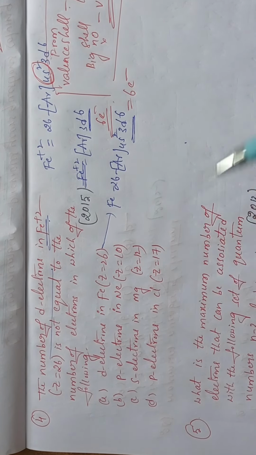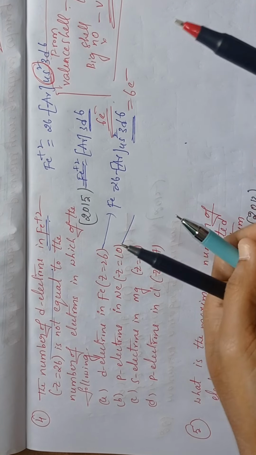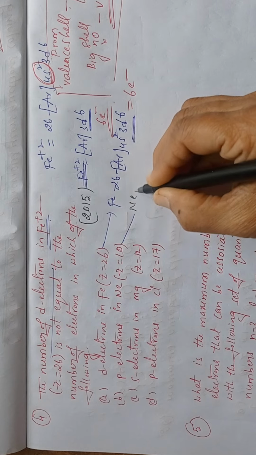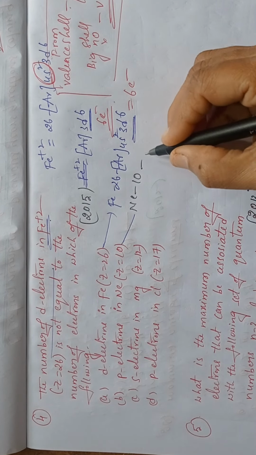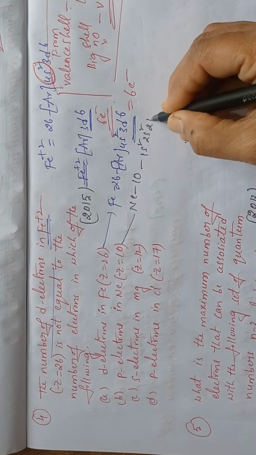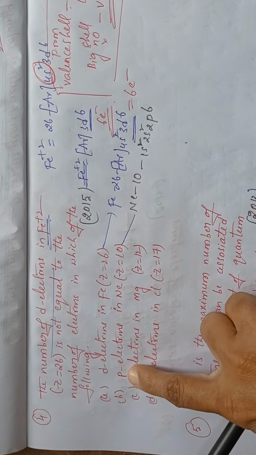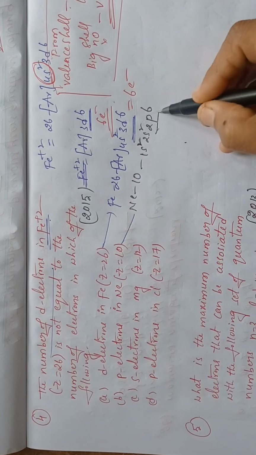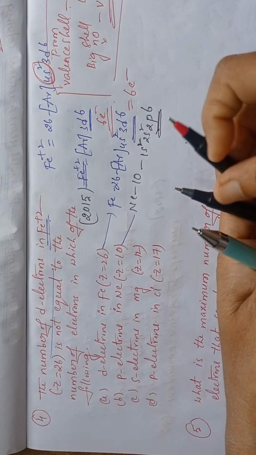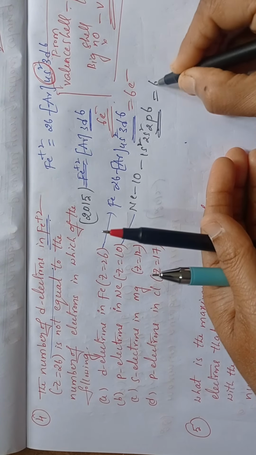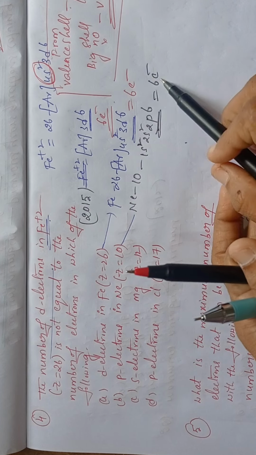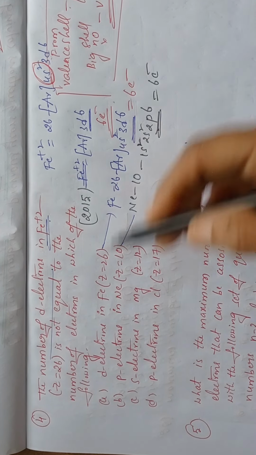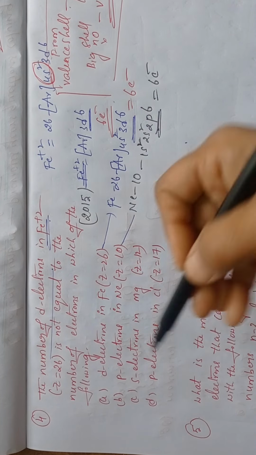Now coming to the second one. See students, in the second question what is given? P electrons in Ne. Neon atomic number 10 is given. What is the electronic configuration? 1s2, 2s2, 2p6. Here it asks only for p electrons. P electrons in Ne, how many p electrons are there? 6 electrons. So here also we got 6 electrons. So Fe plus 2, 6 electrons, so same only. So this is not the wrong option, which is not equal.